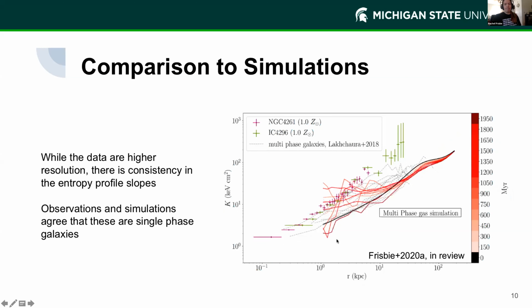And another interesting bonus from exploring this is that when we take the galaxies categorized as multi-phase from the Lakhchaura paper, they also match the multi-phase generic simulation from the Wang et al. paper. So while there are some differences, overall the observations and simulations are beginning to agree on what multi-phase and single-phase galaxies look like.